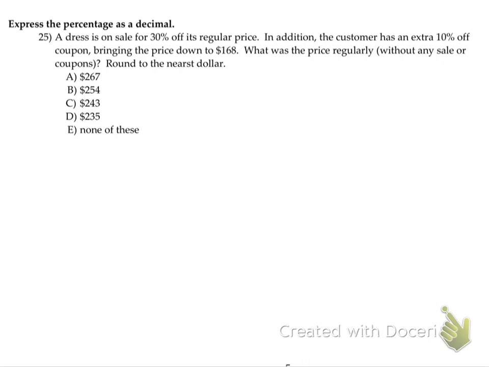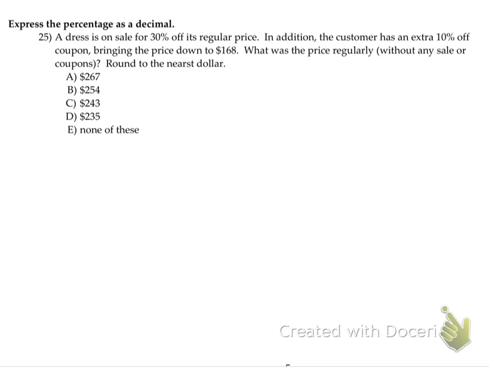In addition, the customer has an extra 10% off coupon. What's that? Percent decrease, again, multiplied by another. Every time you increase or decrease, it's another parenthesis, 1 plus or minus, in this case minus, 10%, 0.10. Bringing the price down to $168. What was the price regularly without any sale or coupons? Can you add those together? No, we don't add. 40. The 40, could you add the percentage? No, they have to be separate. You can show mathematically it's not the same thing.